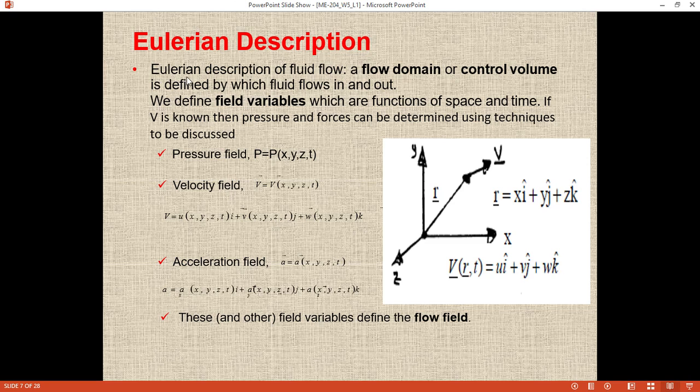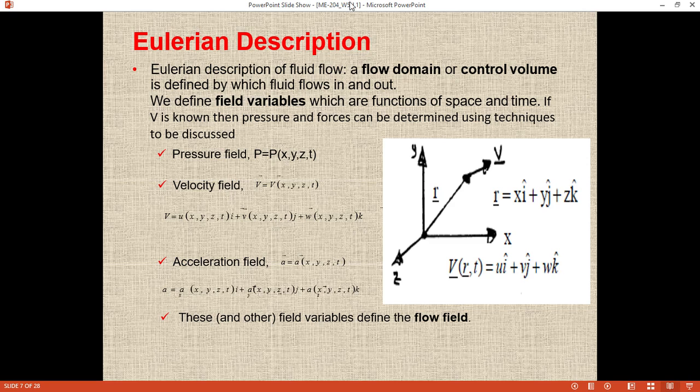So here is the Eulerian description of fluid flow: a flow domain or control volume is defined through which the fluid flows in and out. So what is the control volume? Control volume is the volume through which we observe the fluid entering and exiting. That means it is a specified volume.